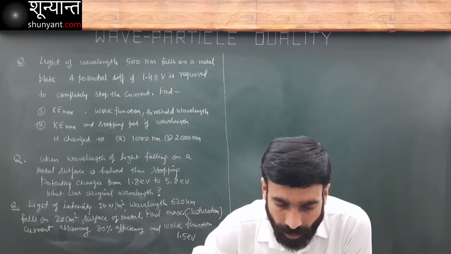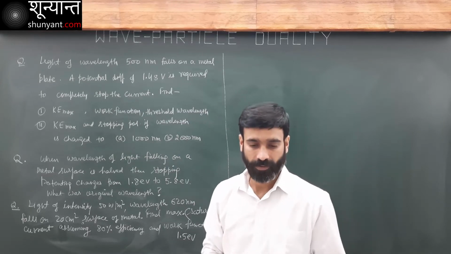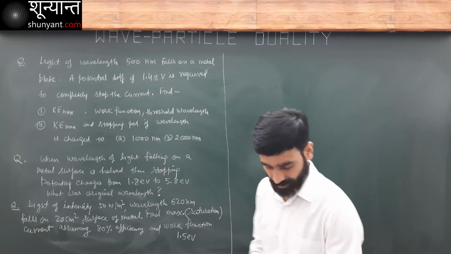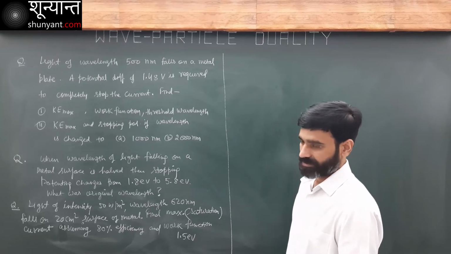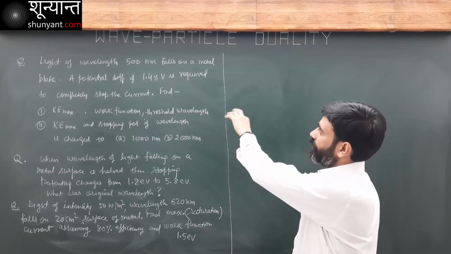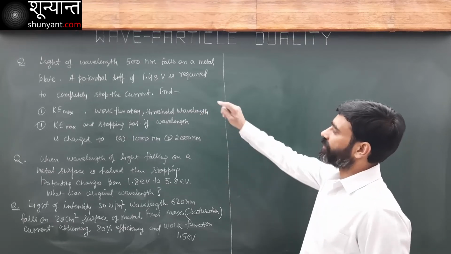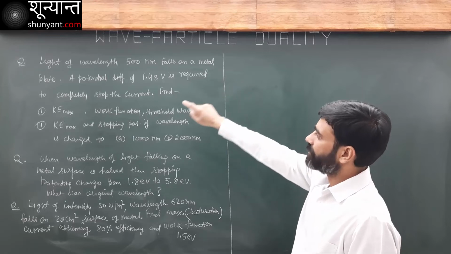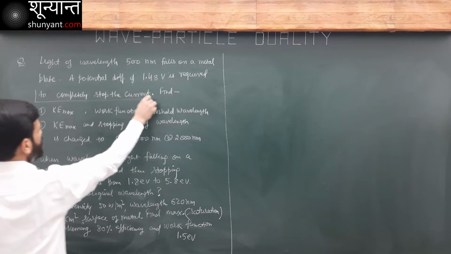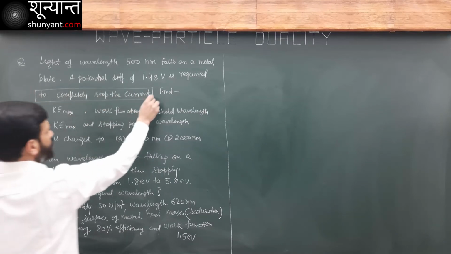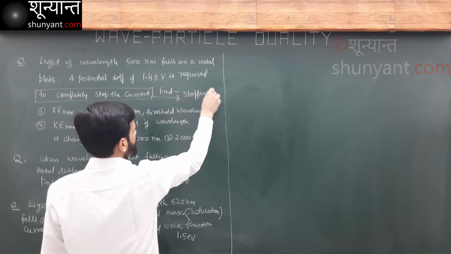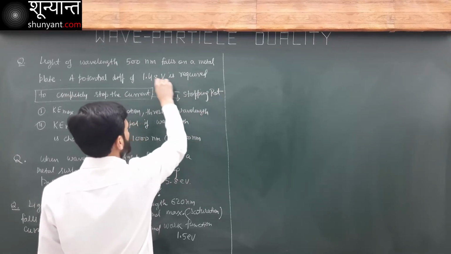I hope that you are able to see this clearly. Are you able to read all of this? I will read it for you and let's do it quickly. Let's complete this in this lecture itself. First question: light of wavelength 500 nanometer falls on a metal plate. A potential difference of this is required to completely stop the current. That means it is stopping potential. This is the stopping potential.